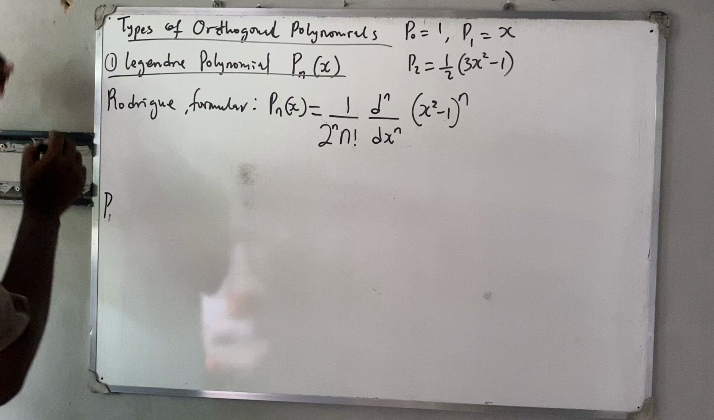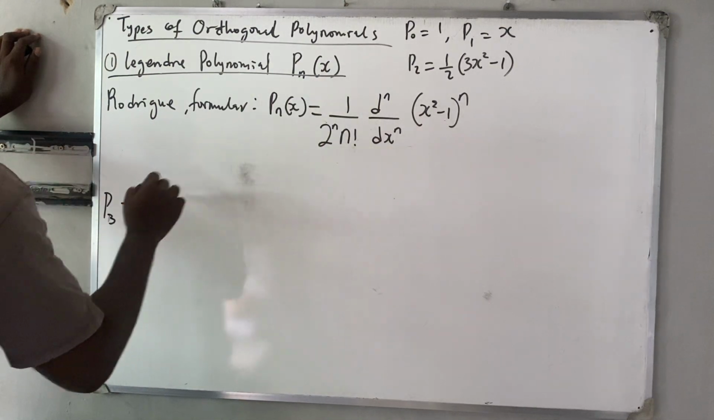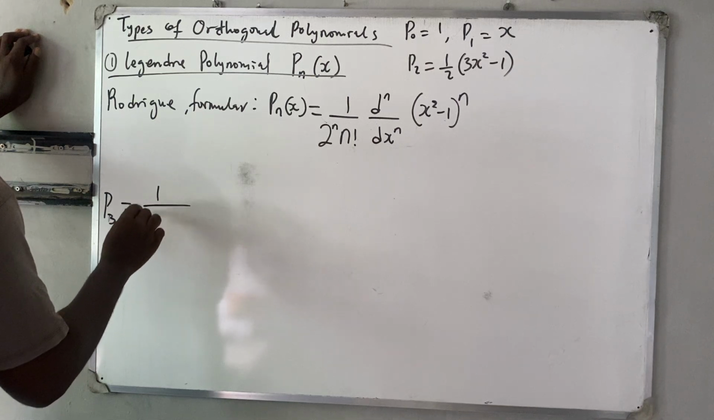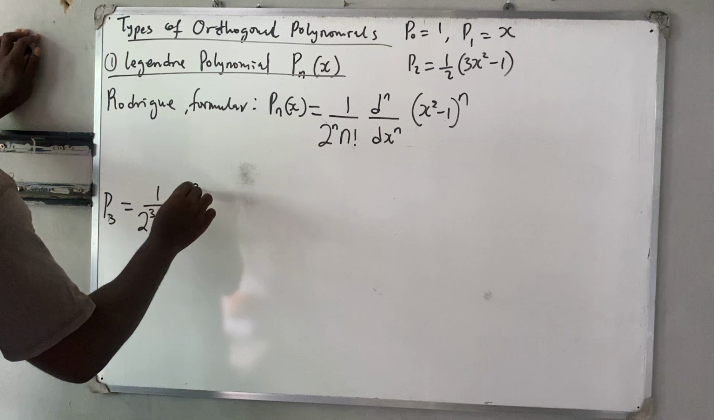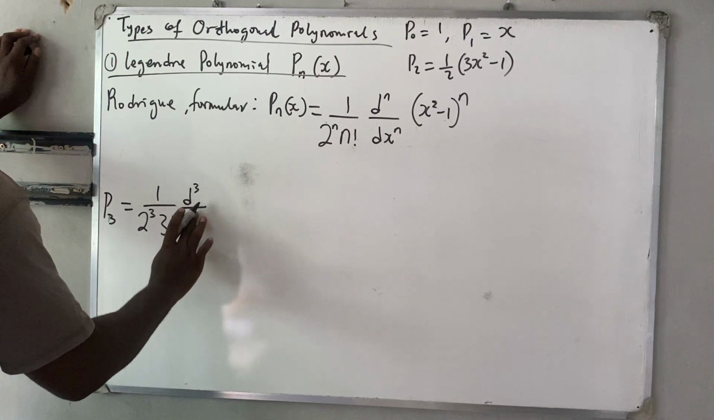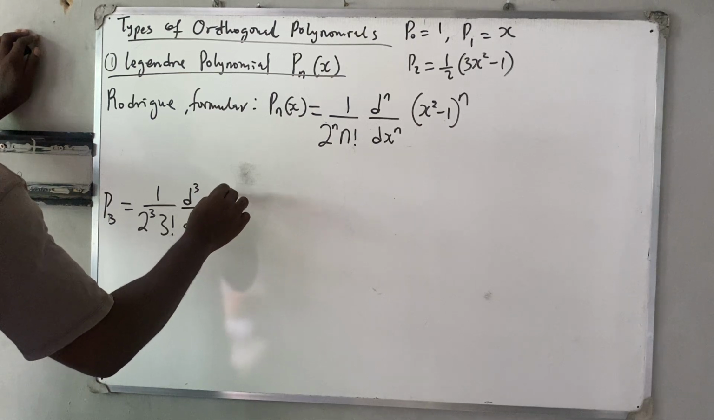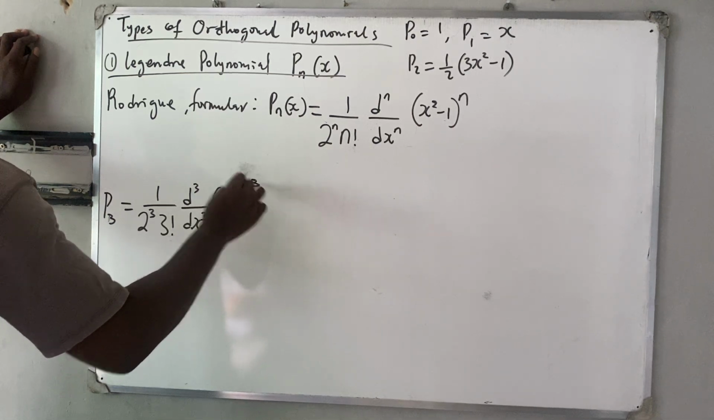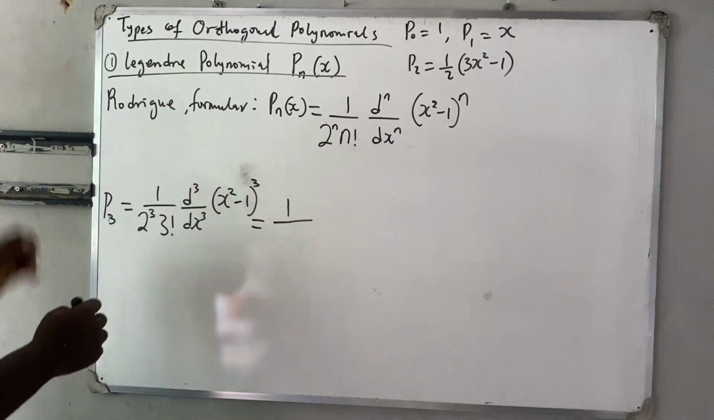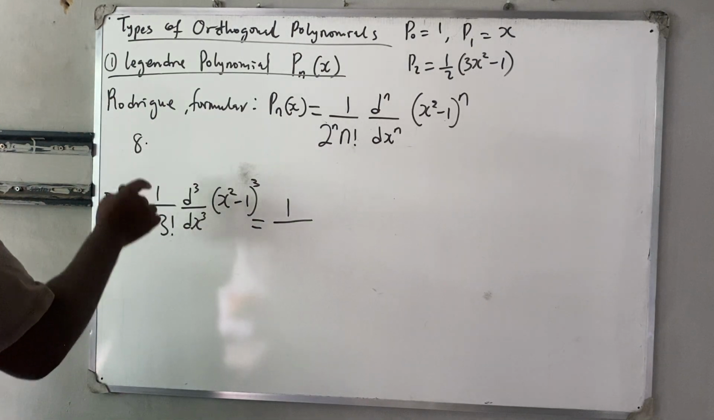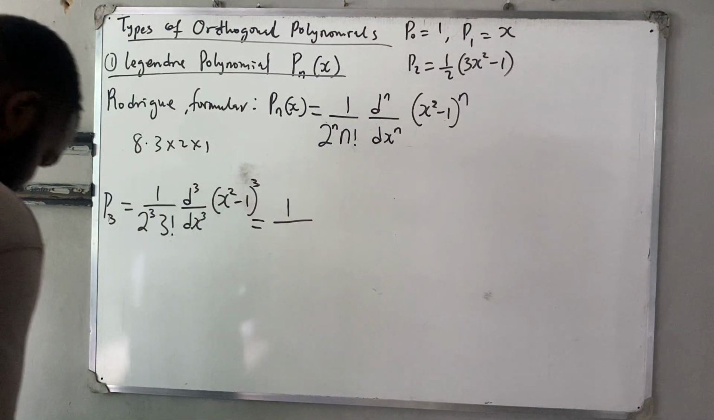All right, P3. Our P3 simply means anywhere we see n we put 3. So that is 1 over 2 raised to power 3, 3 factorial. I'm having the third derivative with respect to x of x squared minus 1 cubed. So this is going to be 1 over 2 raised to power, this is 8. 8 times 3 factorial is 3 times 2 times 1. So 8 times 6 is what?